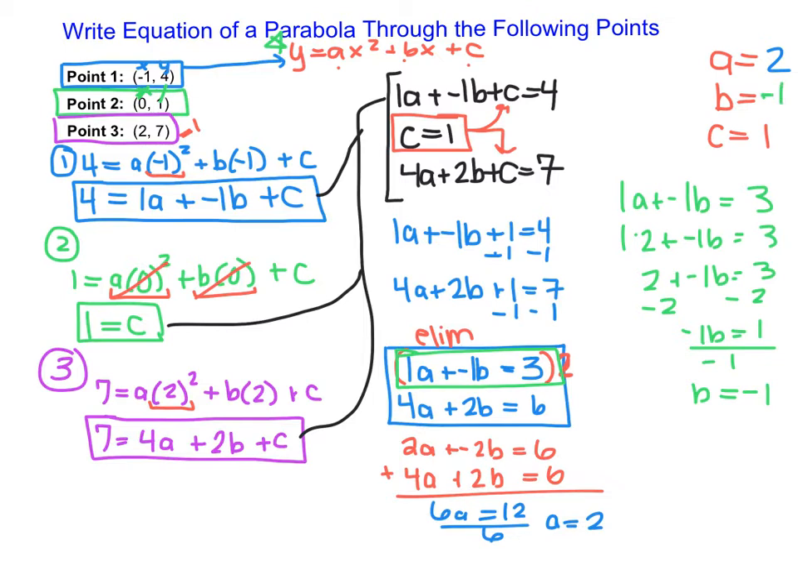So now all I need to do is write my equation into standard form by using the a, b, and c values that I found using my 3-variable system solving. So I have y is equal to my a value of 2 times x squared plus my b value of negative 1 times x plus my c value of 1.